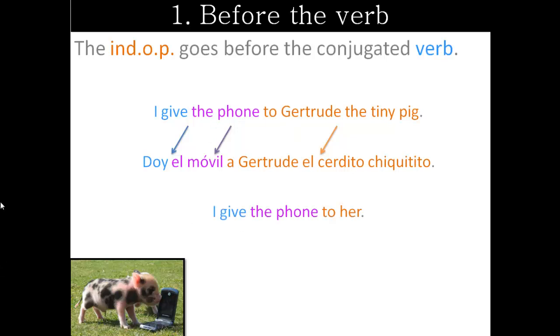Now imagine I want to say I give the phone to her. Le doy el móvil. I give, doy, the phone, el móvil, and then to her goes at the front and it goes le. So an indirect object pronoun goes before the conjugated verb. So you can see it's not doy le el móvil or doy el móvil le. It's le doy el móvil. Literally, to her I give the phone. So indirect object pronouns go before the conjugated verb.